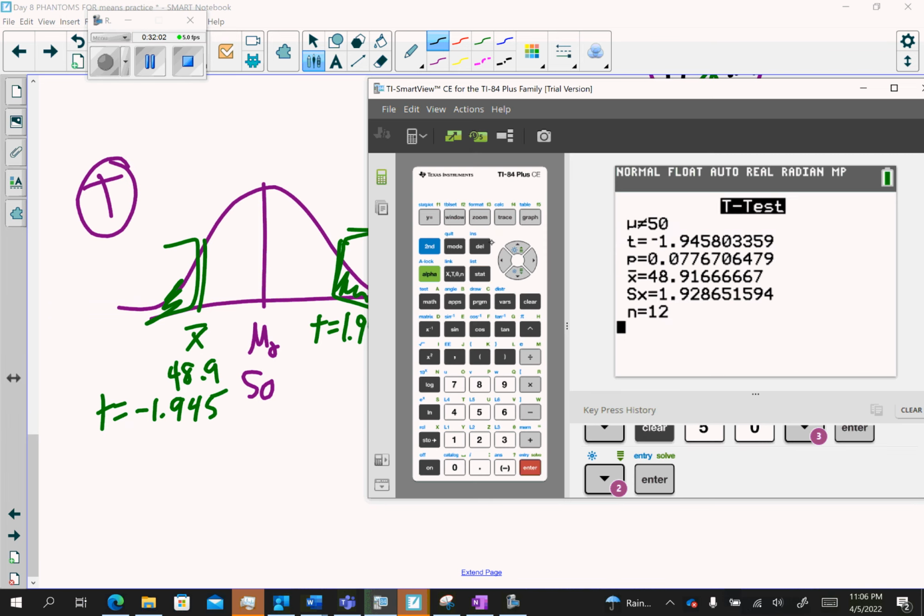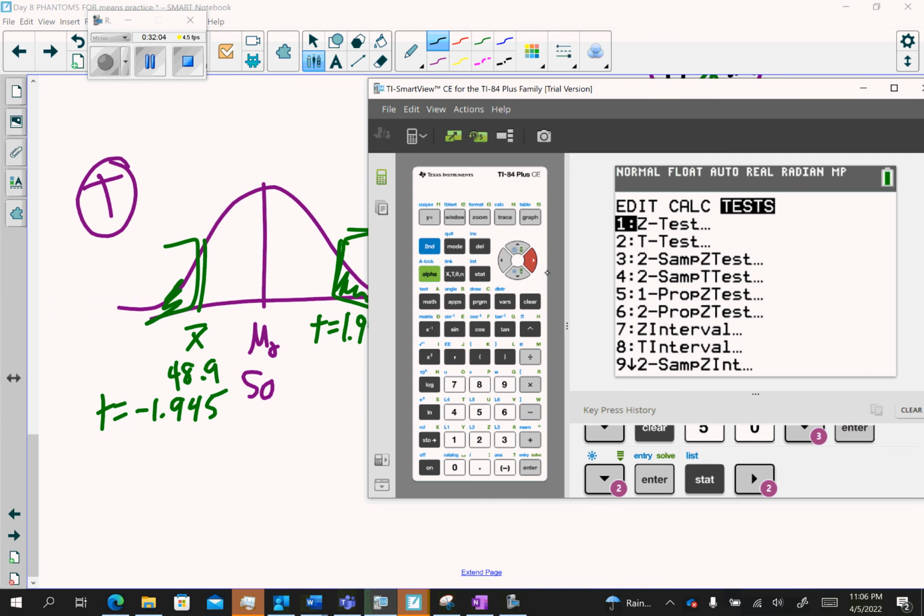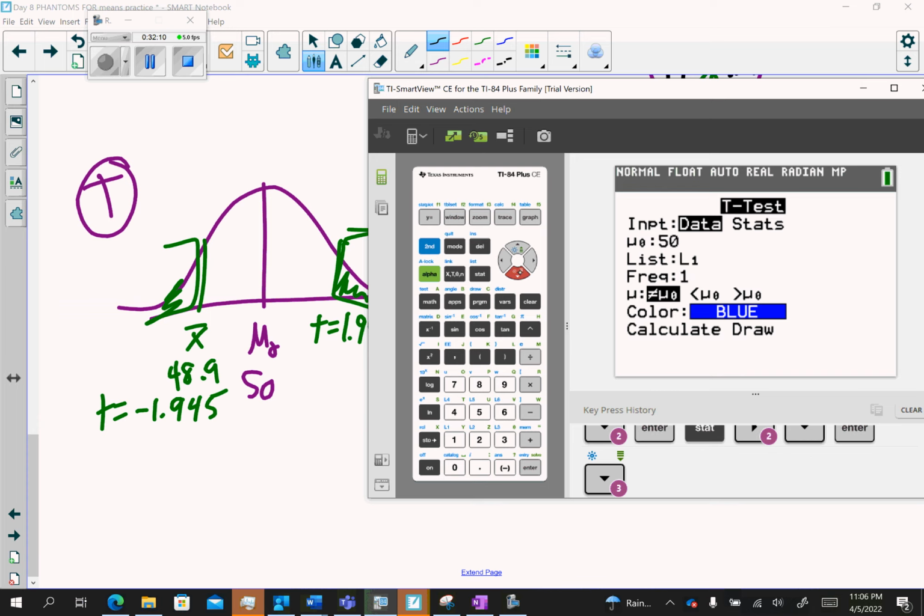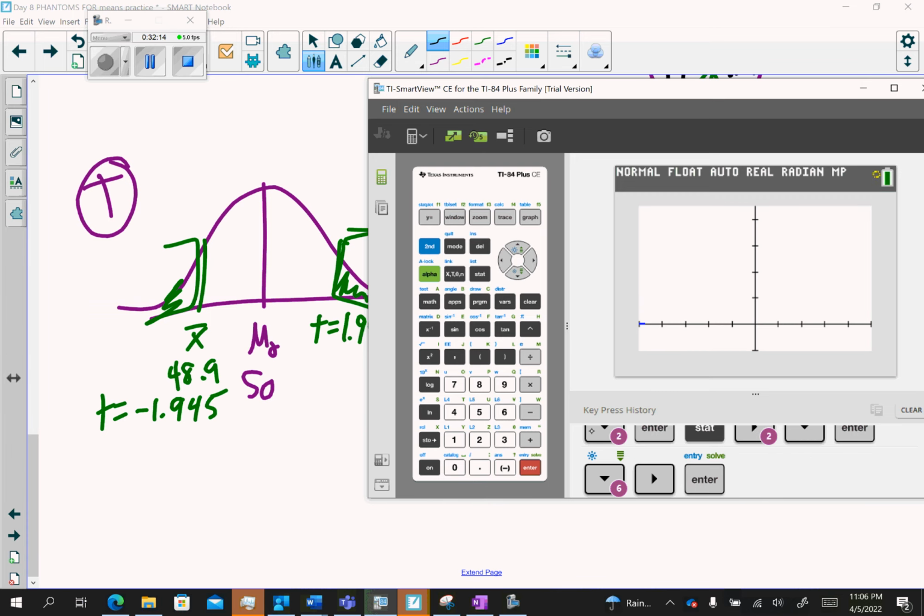So just reminding you, if I had gone to stat, gone over to tests, and gone to t-test, and I went to draw instead of calculate, it should sketch what I just said, which is a symmetric two-tailed p-value. Okay? All right.